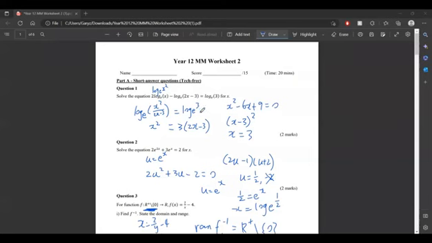Hello everyone. Today I'll be going through the Year 12 Math Methods Worksheet 2. So I've got all my written solutions here. Now we'll go through them.